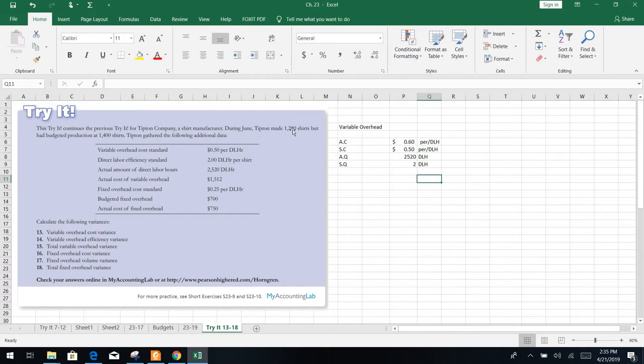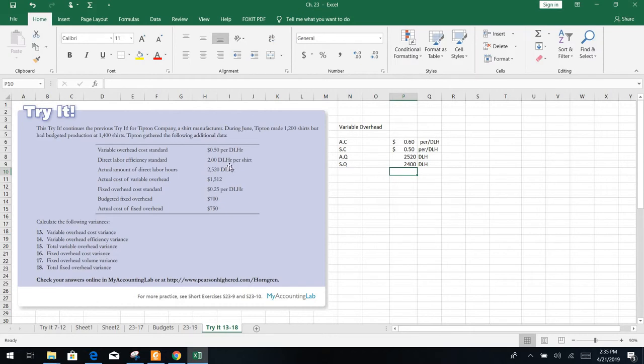Well, it says Tipton made 1,200 shirts. So that means if it's 2 per shirt and we made 1,200 shirts, now it's starting to make sense. We can multiply those two together to get our standard quantity. And that's 2,400, and it matches up closely with the 2,520, and so now I would feel a lot more comfortable about that value, and it's direct labor hours.